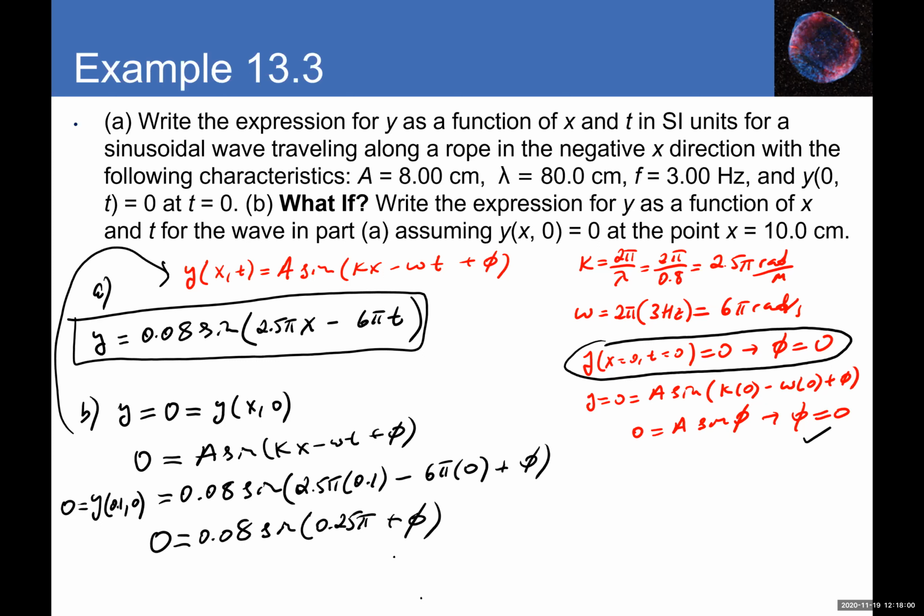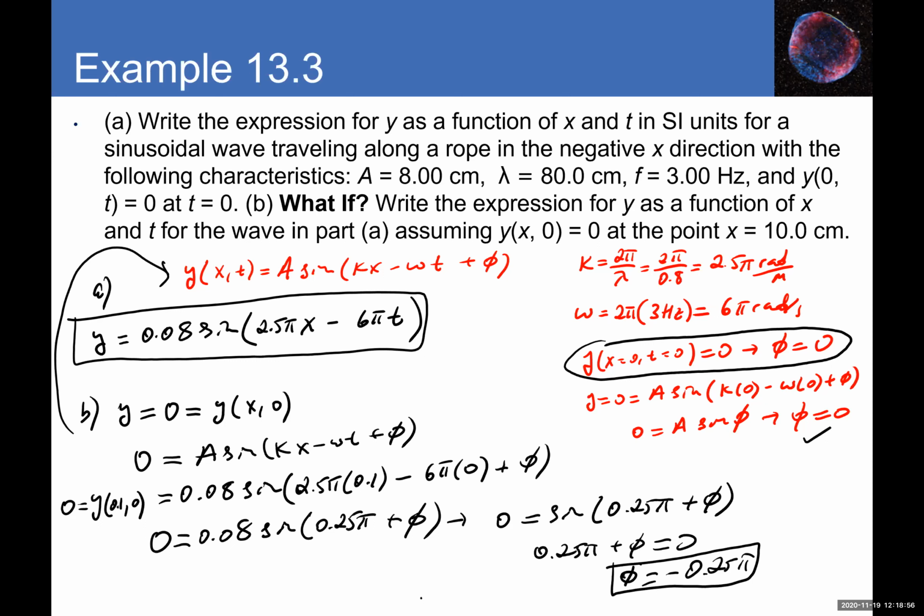That means what we do from here is solve for phi. I can easily divide both sides by 0.08 because the other side is 0. So this becomes 0 equals sine of 0.25 pi plus phi. Now the idea here is this: under which condition is the sine of its argument 0? Well, when its argument equals 0. That means when 0.25 pi plus phi equals 0, phi is equal to negative 0.25 pi. That means only under this condition is the argument of the sine 0.